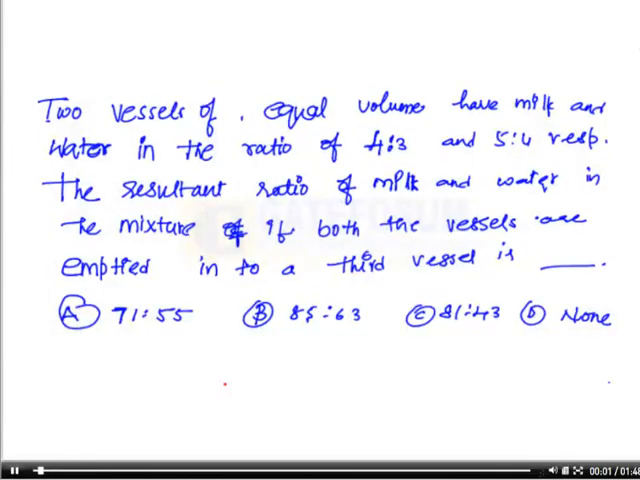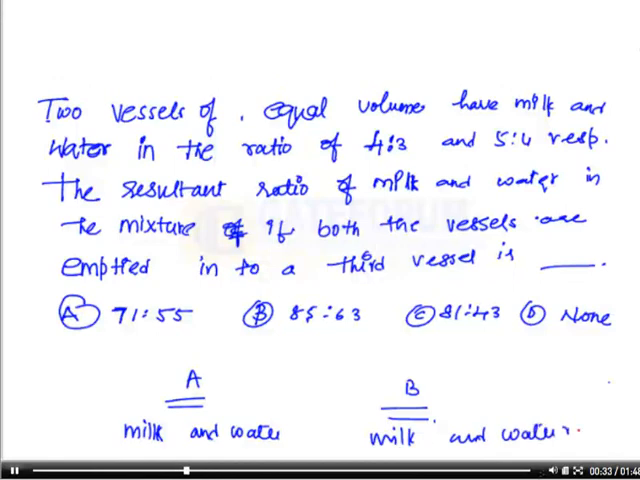Equal volumes have milk and water in the ratio of 4:3 and 5:4 respectively. The resultant ratio of milk and water in the mixture, if both the vessels are emptied into a third vessel, is how much? Now looking. So there are two vessels. Let the vessels be some A and B, which contain milk and water. Similarly, milk and water. And it is also given that they have equal volumes.